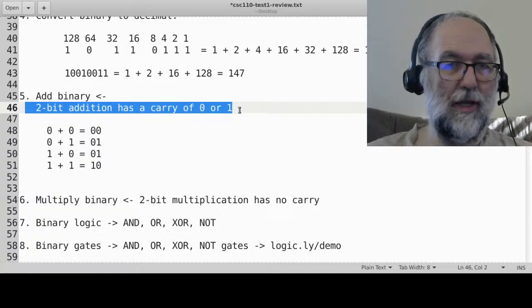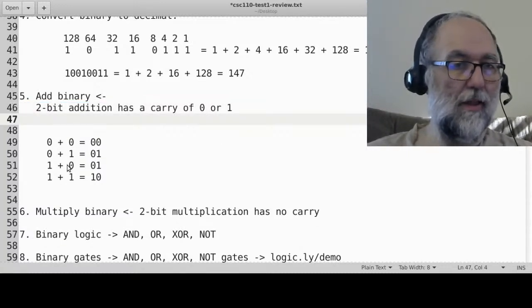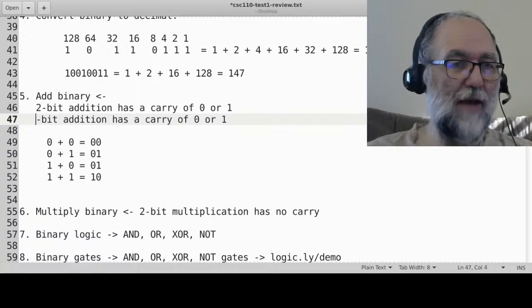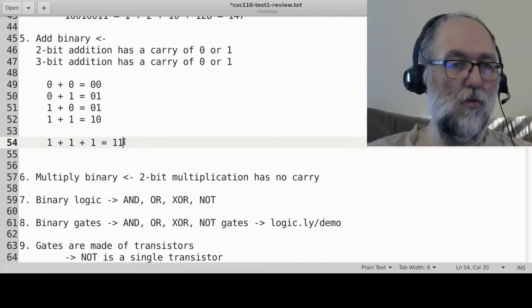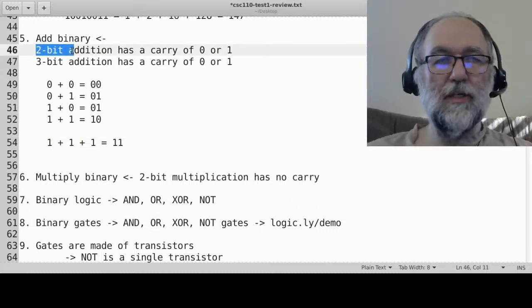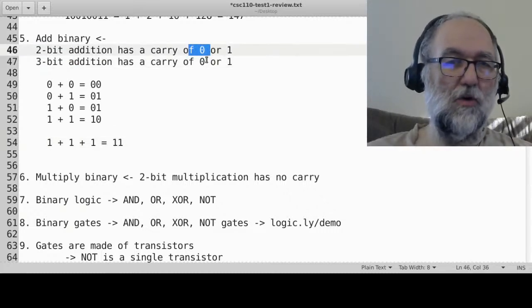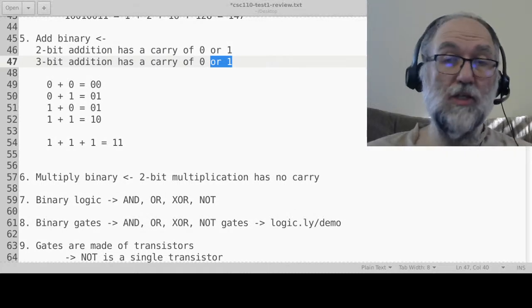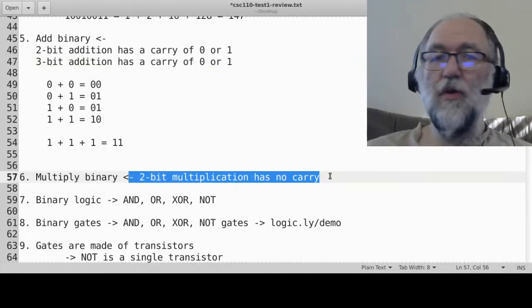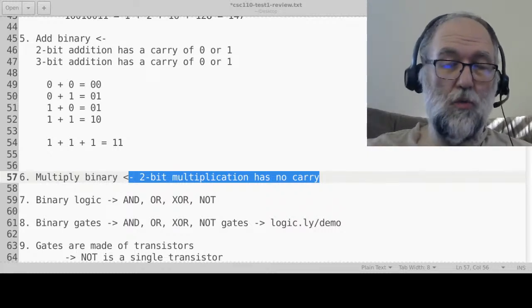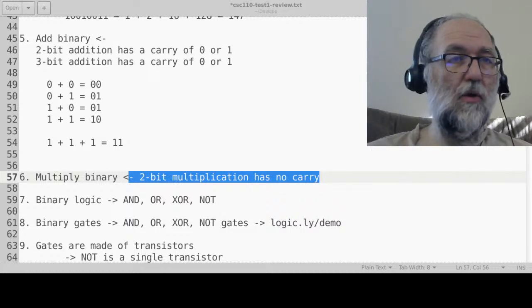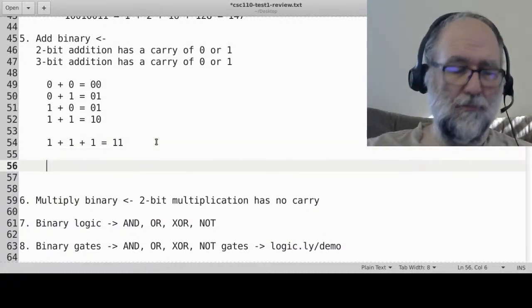Even with 3-bit addition, you can have a carry of either 0 or 1. And what's 3-bit addition? Well, it's the same as these, but you could also have 1 plus 1 plus 1, which is 1 carry 1. So either 2-bit or 3-bit addition, you can have a carry of either 0 or 1. I mention that in contrast to multiplication, because in multiplication there is never a carry. I'll show you that in a minute. So let's do a long addition.